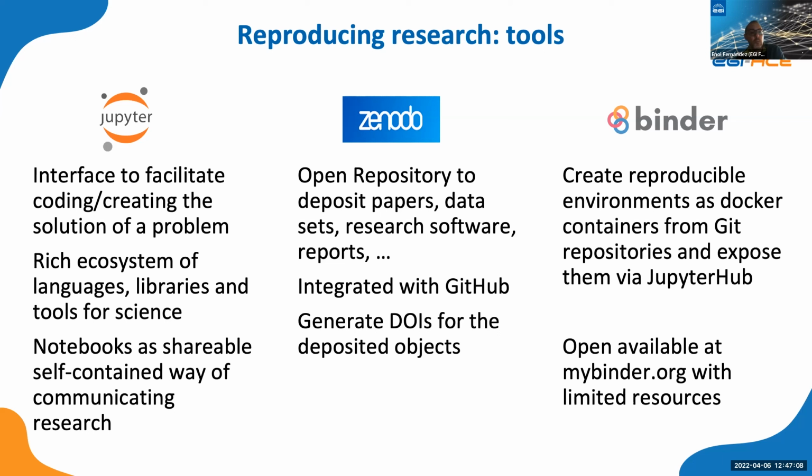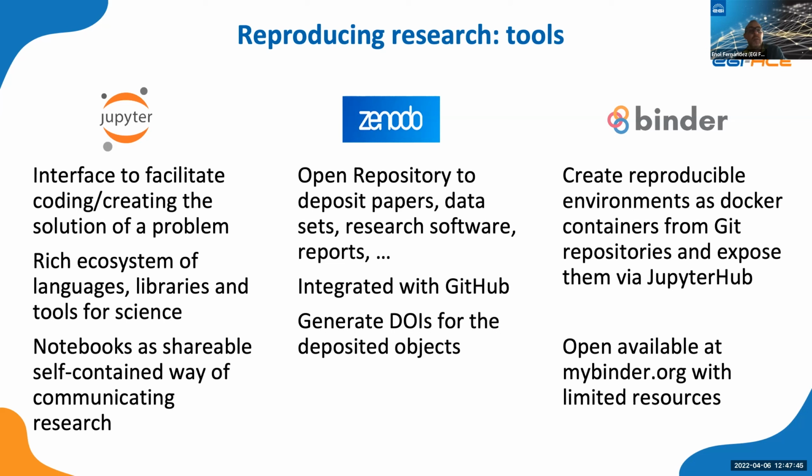The second one is Zenodo. Zenodo is an open repository to deposit any kind of research object: papers, data, software, reports, anything. It's openly available. Anyone can go there, create an account, and put something up. It's integrated with GitHub, which is very convenient for what we want to do with reproducibility, and it also generates DOIs for whatever you deposit there. So it's very convenient if you want to cite it in a publication.